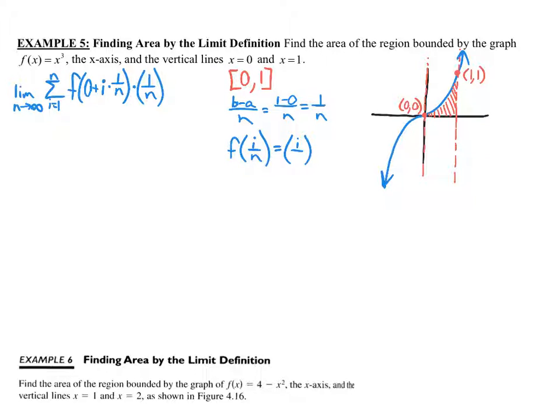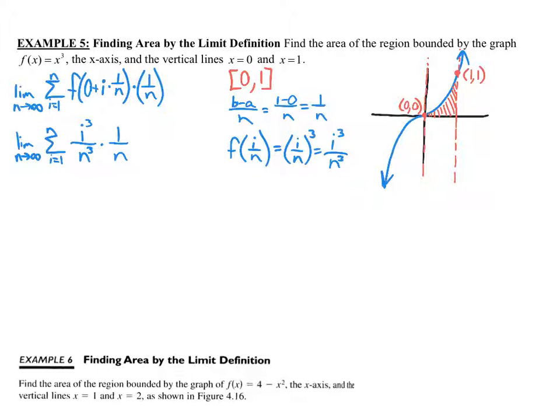It's i cubed over n cubed. It's i over n, cubed, which is i cubed over n cubed. Okay? So now I'm going to substitute that in. I still have the limit as n approaches infinity of the sum from i equals 1 to n of i cubed over n cubed times 1 over n.